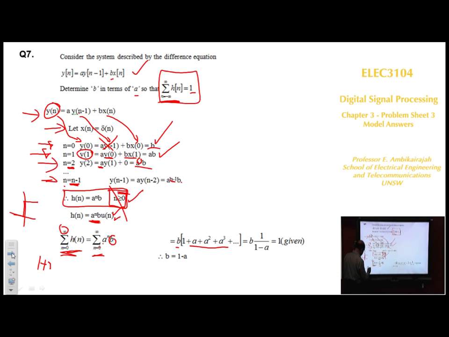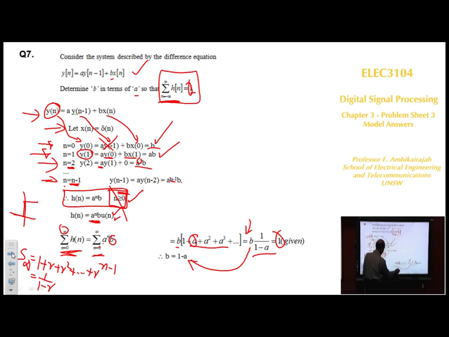So if you have got 1 plus r plus r squared plus up to r to the n minus 1, and if you find s to infinity, this will be 1 over 1 minus r. You have learned that. So our b is still there. The common ratio is a, so 1 over 1 minus a. That's given equal to 1. So that's it, make it equal to 1. Therefore, from here, b equals 1 minus a. That's your relationship between a and b.